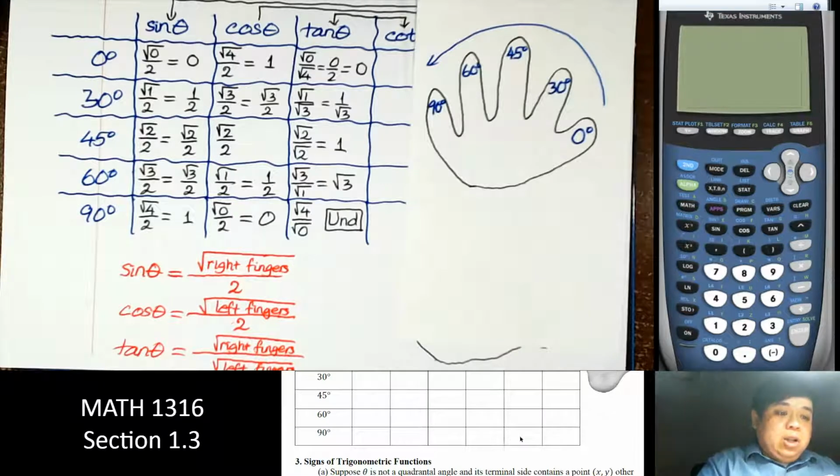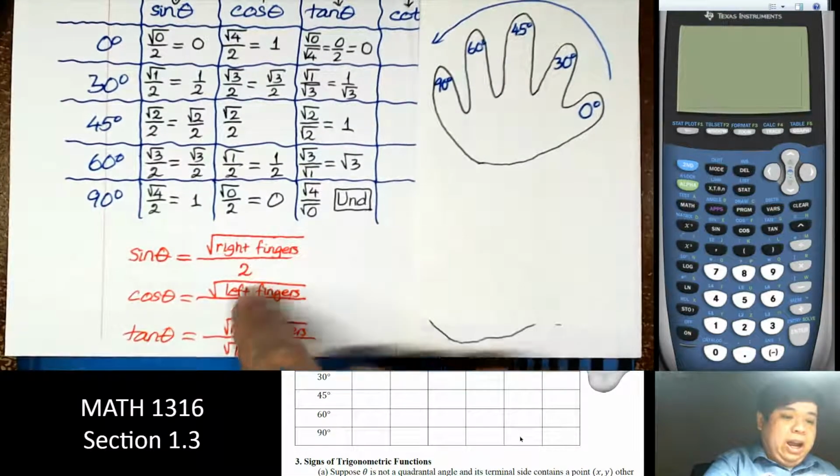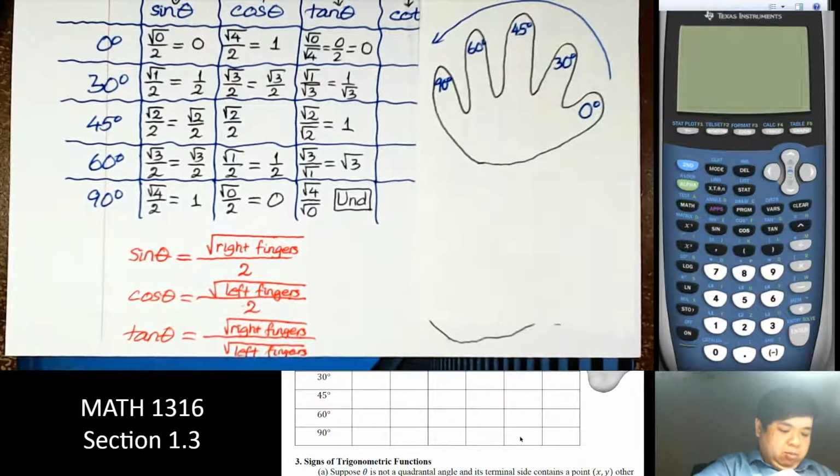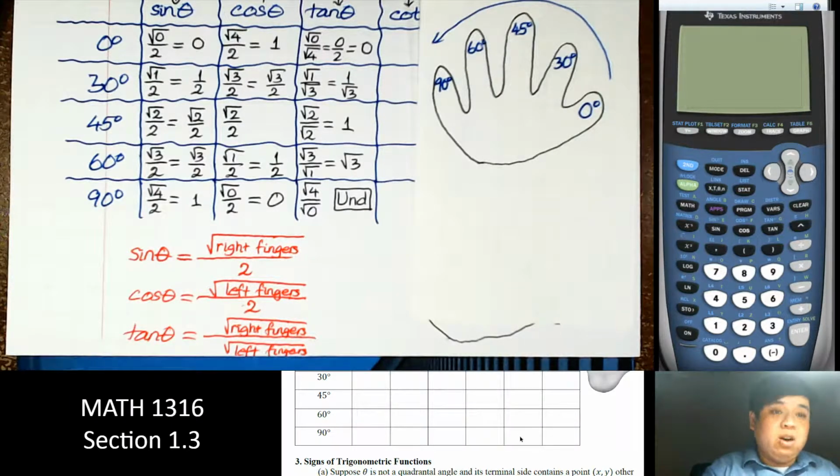So, yeah, we just use sine, cosine, and tangent using this. Sine, we're using the right fingers, square root of that. Cosine, square root of the left fingers, and then tangent is square root of the right over square root of the left. If we do this a lot, it will be very, very easy to use. This is the quickest way to get to the answer, I think, especially the first time you learn trigonometry, when the unit circle and a lot of other things can be confusing.